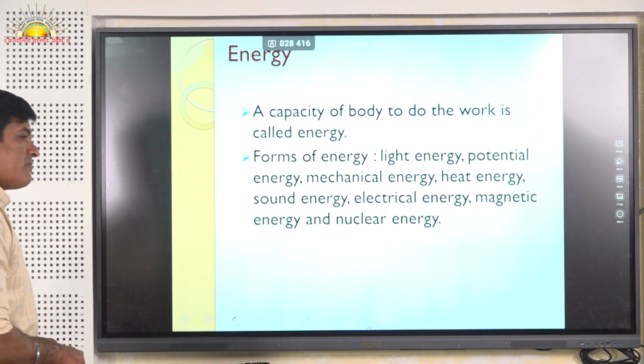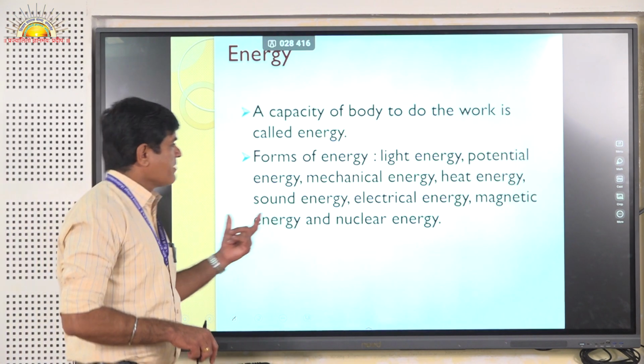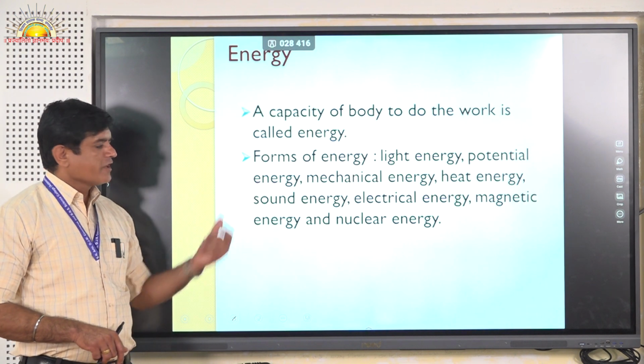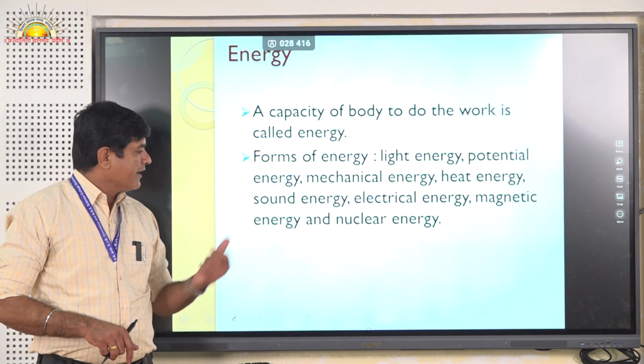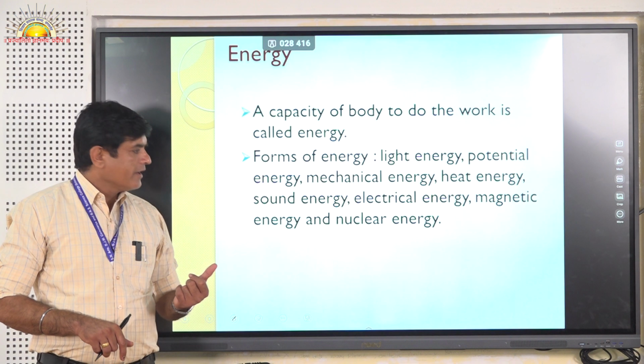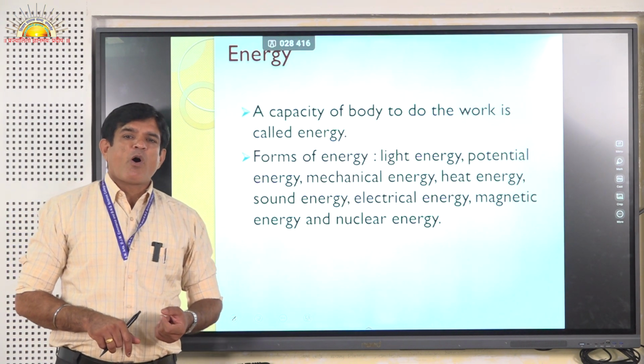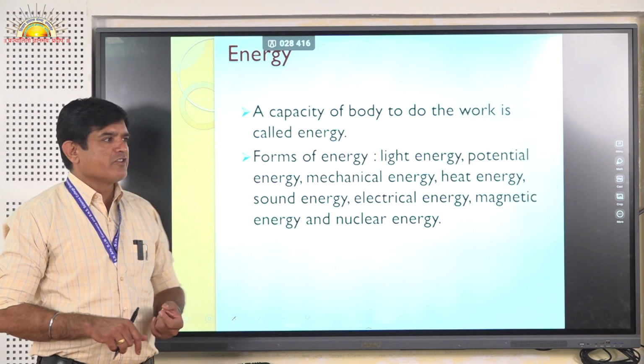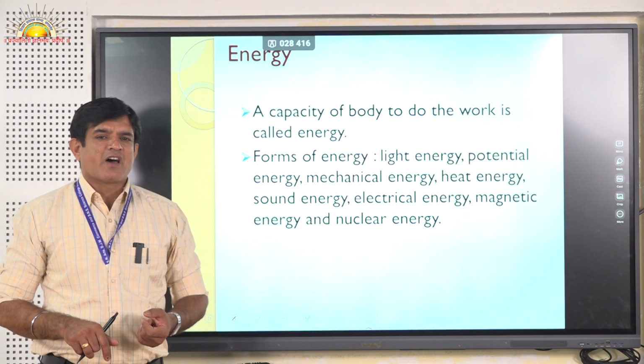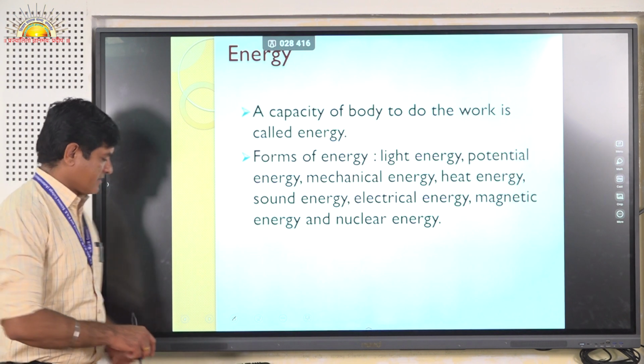Now there are different forms of energy, say for example light energy, potential energy, mechanical energy, heat energy, sound energy, electrical energy, magnetic energy, nuclear energy. These all energies exist in nature and these energies are used for different purposes.